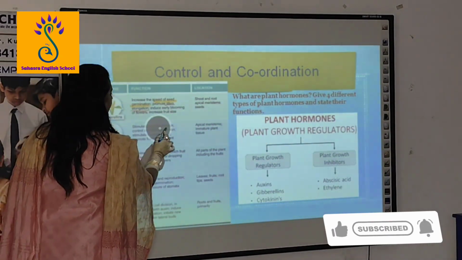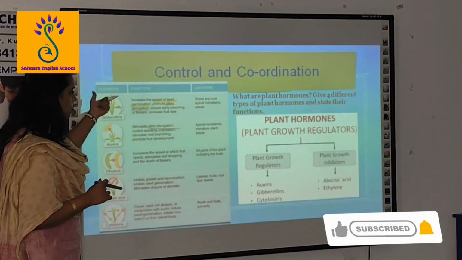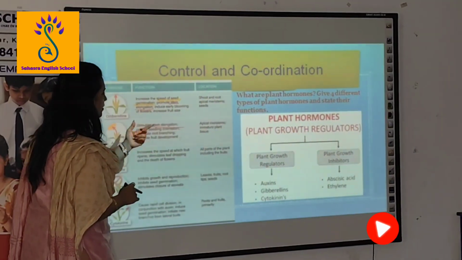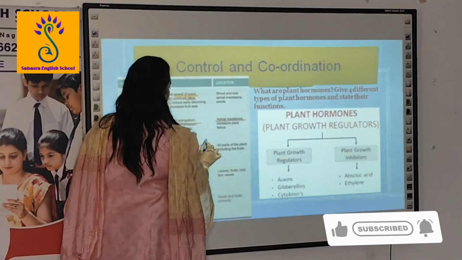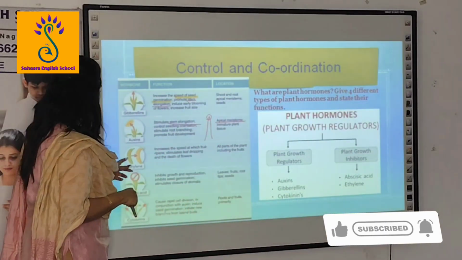Auxins, they stimulate stem elongation. This is growth regulator 1, 2. They are present in the apical meristem at the apex, so that the stem is elongated.